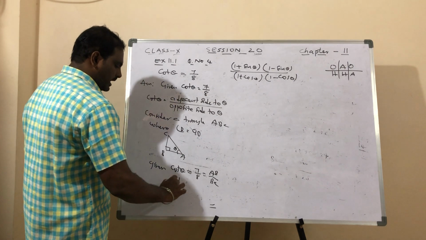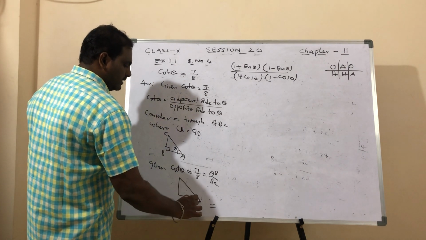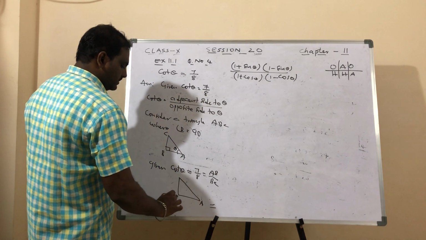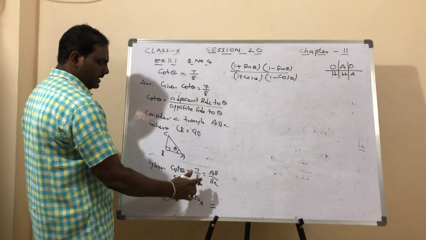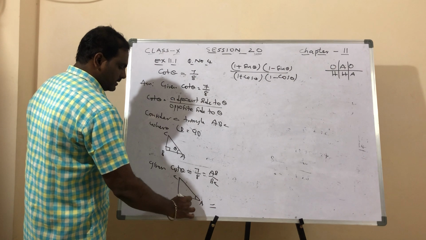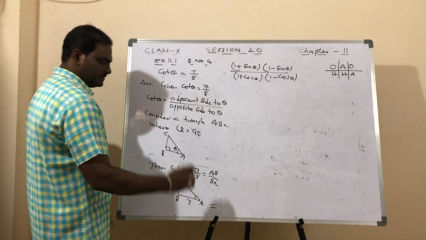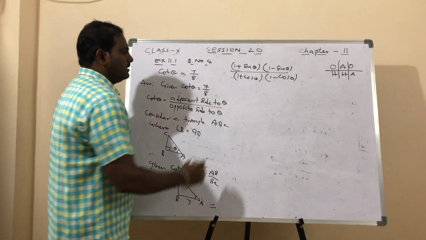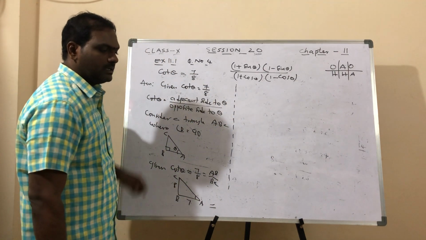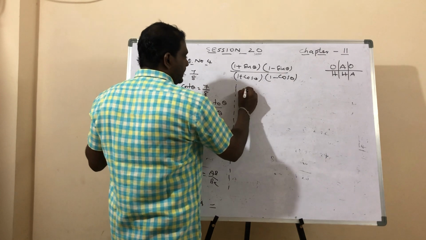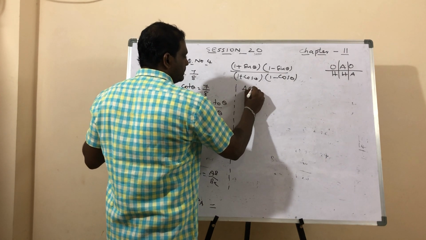Now therefore, what is the triangle we require? So this is A, this is B, and this is C. This is theta. What is AB? It is 7, and this is 8. Okay. Now what is the next step? Completing the triangle is the next step. So we have to write according to the Pythagoras theorem.